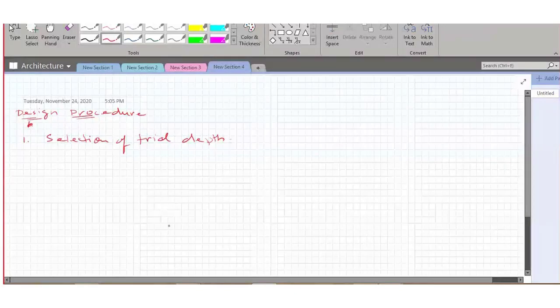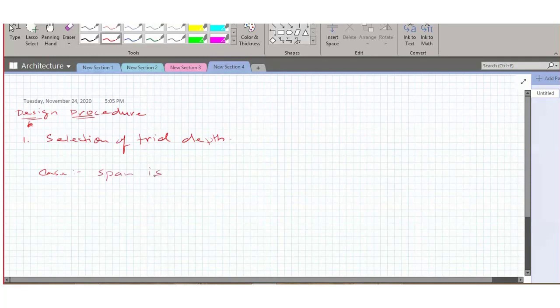So I'll be taking the case. What case am I considering? The case I'm considering: span is less than or equal to 3.5 meter, and the next condition. Both conditions have to be satisfied. The load is whatever imposed load you have. Let me write down live load, LL. LL is live load. So this load is again less than or equal to 3 kilonewton per meter square.